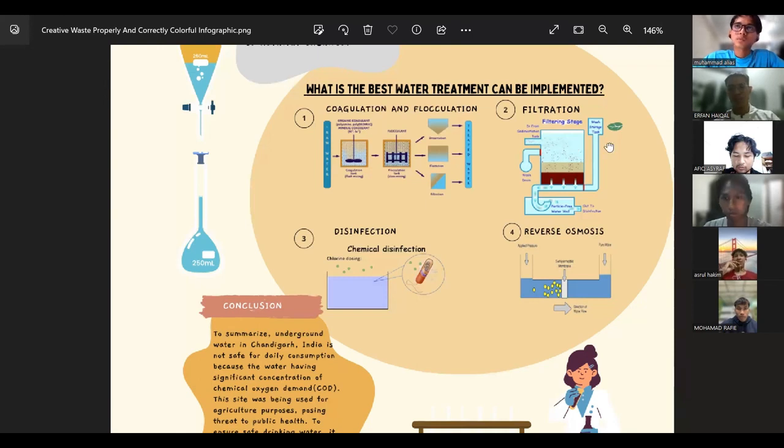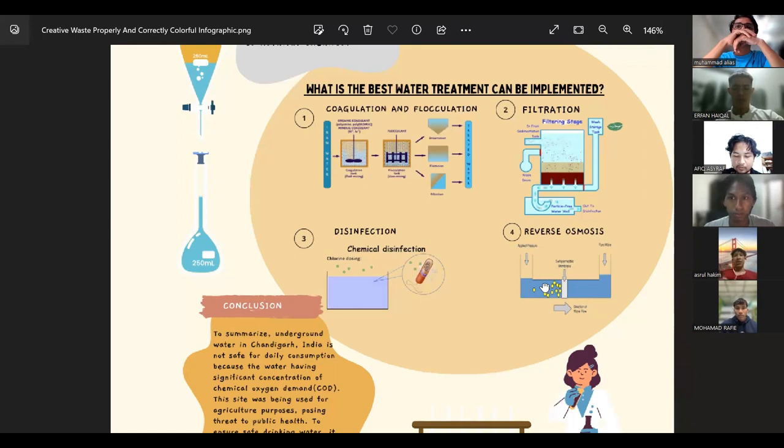The second one is filtration. Given the presence of various emerging contaminants, including pharmaceuticals, personal care products, and industrial chemicals, filtration methods such as activated carbon filters can be effective. Activated carbon has the ability to absorb organic compounds and remove taste and odor causing substances.